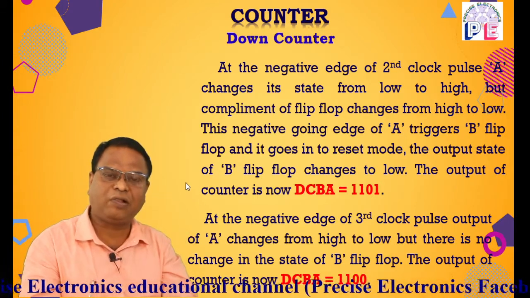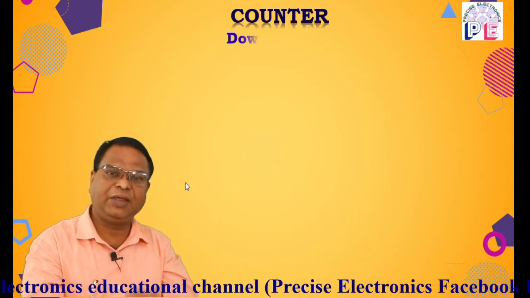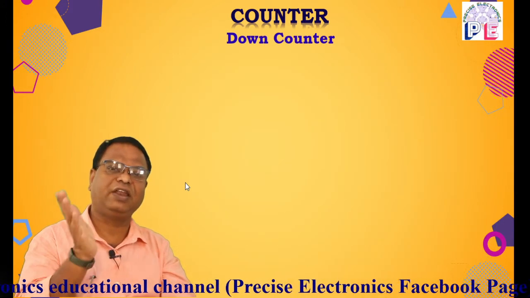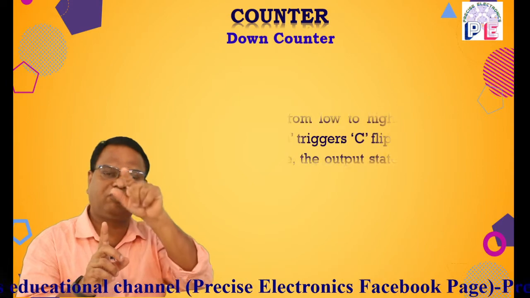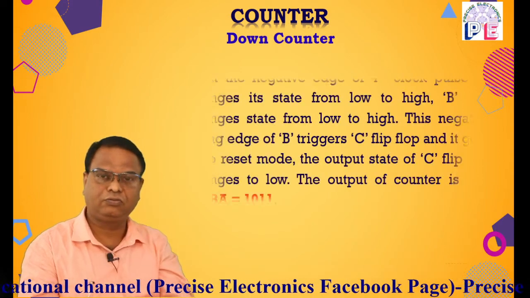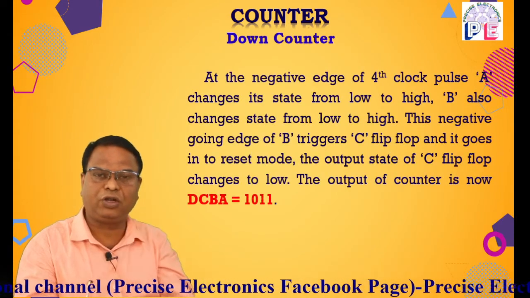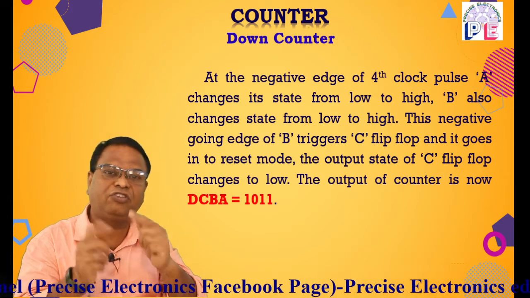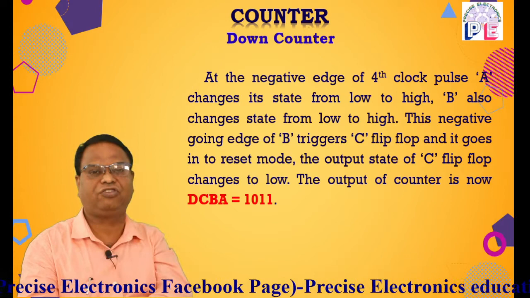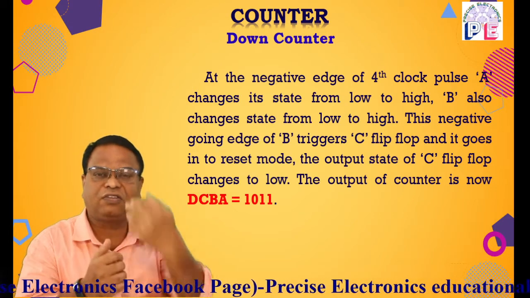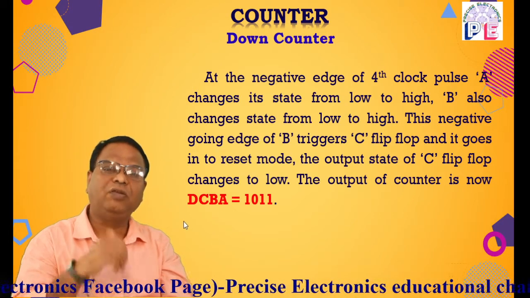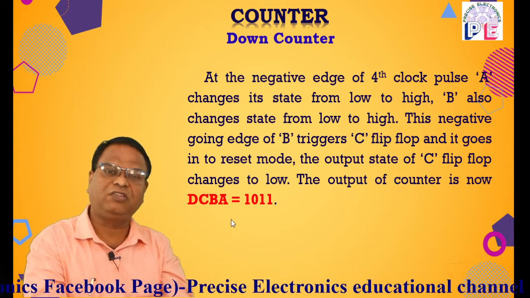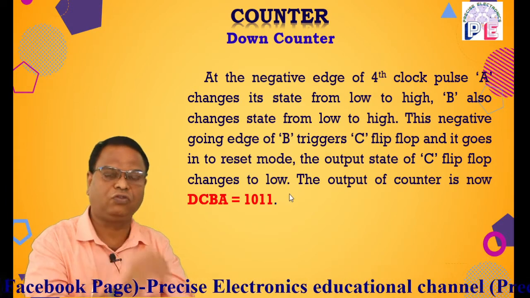When the fourth clock pulse appears, at the negative edge of the fourth clock pulse, once again A toggles. The output of A changes from 0 to 1. B changes from 0 to 1. As B changes from 0 to 1, the complement of B changes from 1 to 0, that is a negative edge, which toggles the C flip-flop. So the C flip-flop toggles and the output of C changes from 1 to 0.